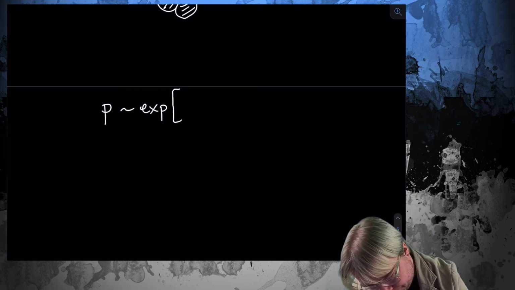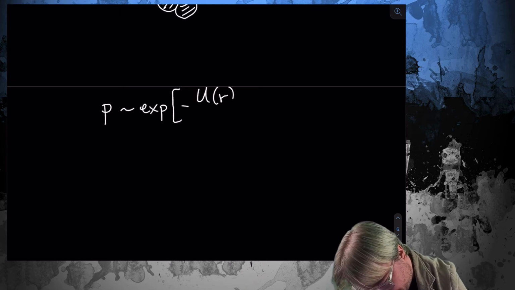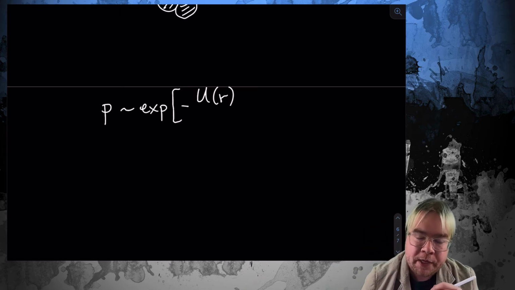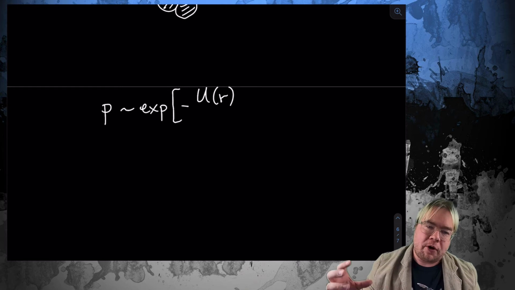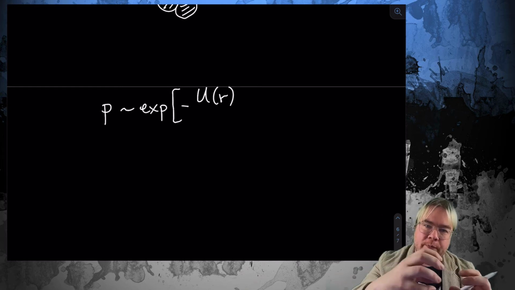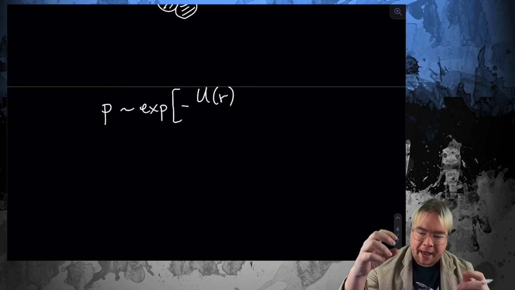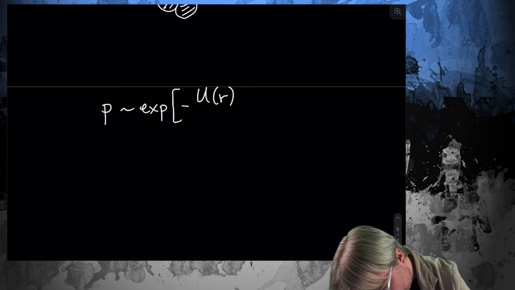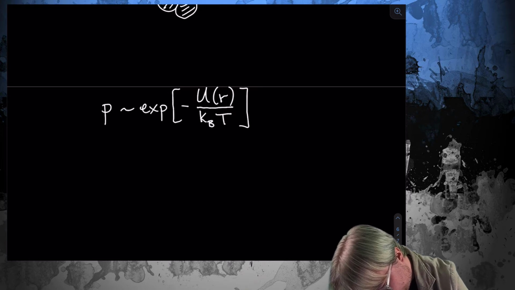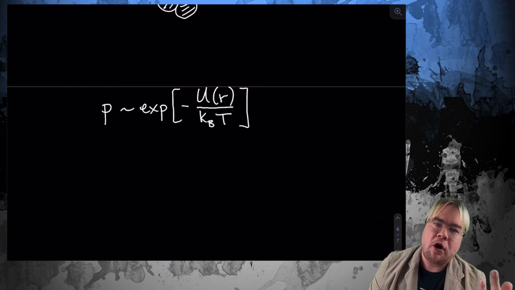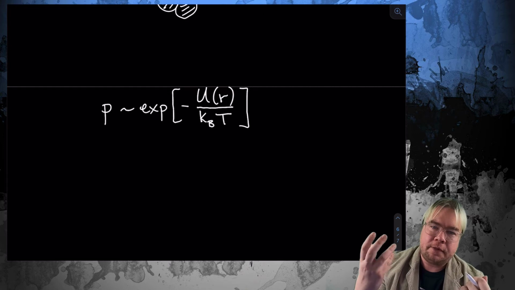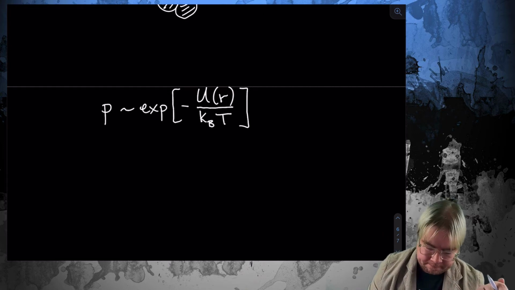So imagine that I have an interaction between monomers that depends on their distance. So I have U of R. Then the relative probability of a second particle being a distance R away from the one that I have will be e to the minus that value of the potential weighted by kBT. In other words, how strong is that interaction relative to the thermal energy in the system?